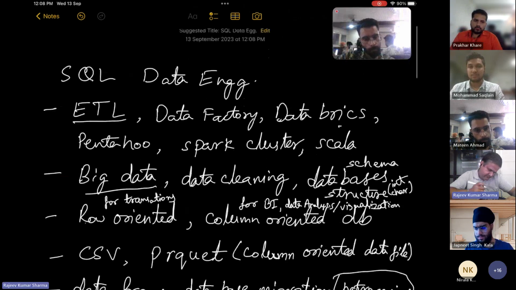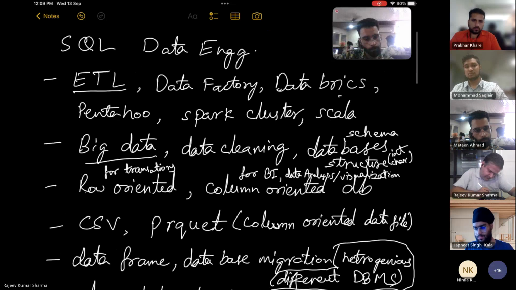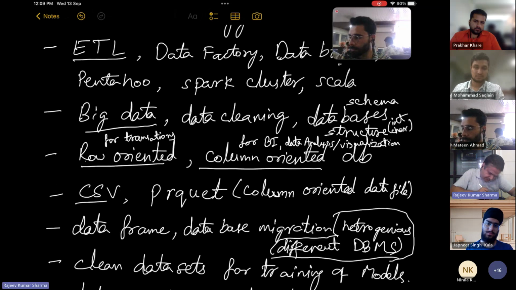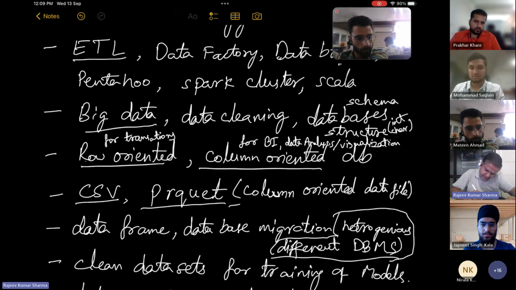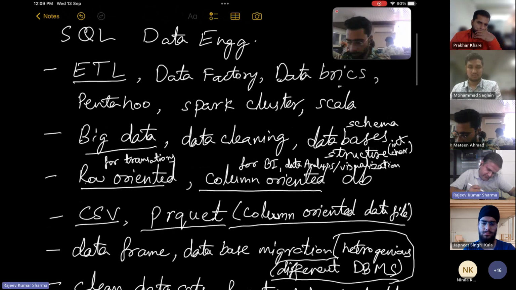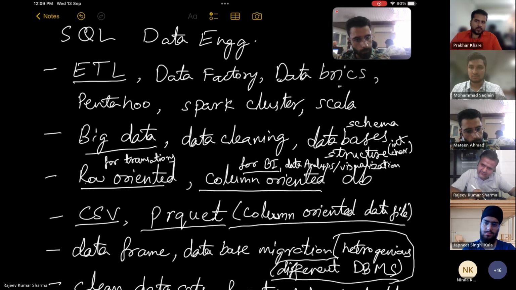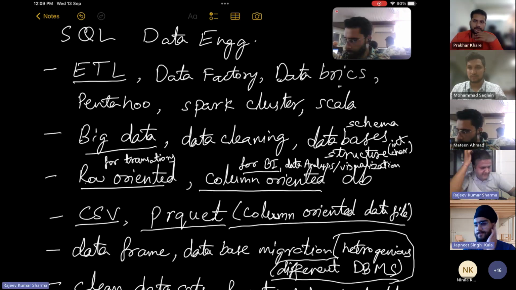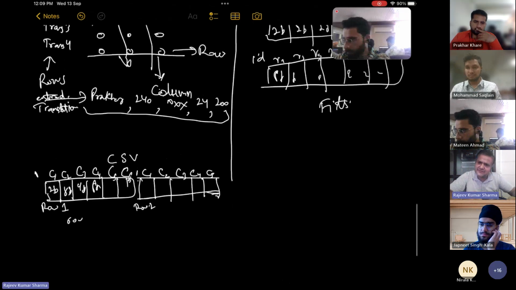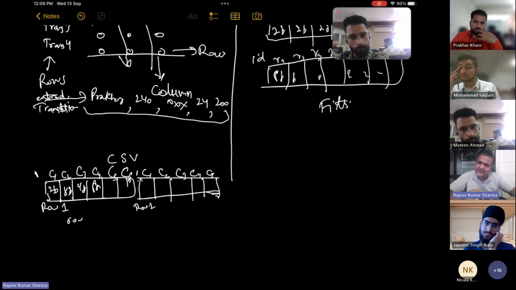Now coming on to here, you understood row oriented and column oriented databases. You got the idea of CSV, Parquet, column oriented data files. Fine. Afterwards, now coming on, you have a basic idea of what BI is, business intelligence, Power BI. So basically, as I was saying in the example itself, business intelligence is nothing but basically to drive your business by getting insights from data.